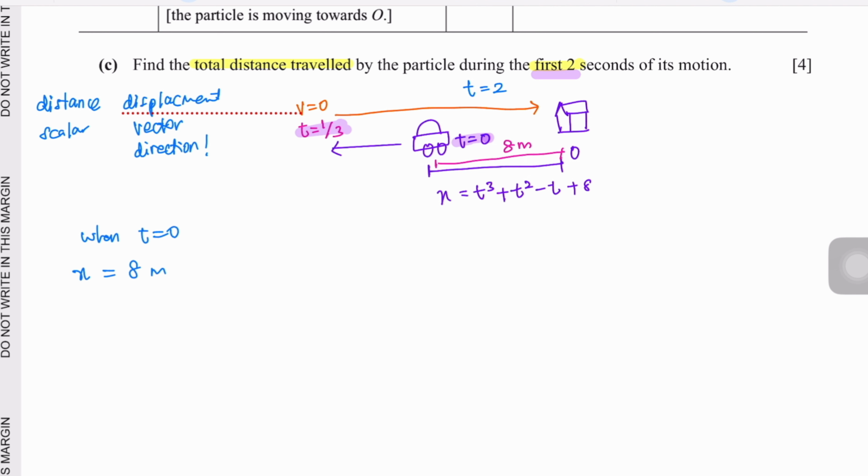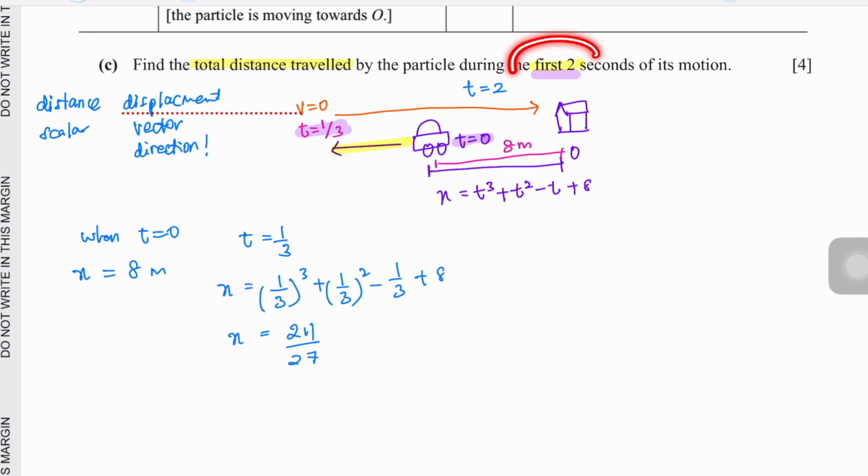Okay, and then let's substitute t equal to 1/3 to find the distance over there. So x is going to be (1/3)^3 plus (1/3)^2 minus 1/3 plus 8, which is 211/27. And because we wanted to know until 2 seconds, let's find t equal to 2 seconds. So x is just going to be 2^3 plus 2^2 minus 2 plus 8.